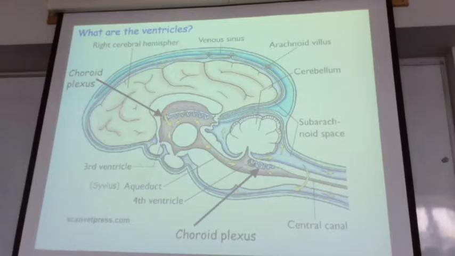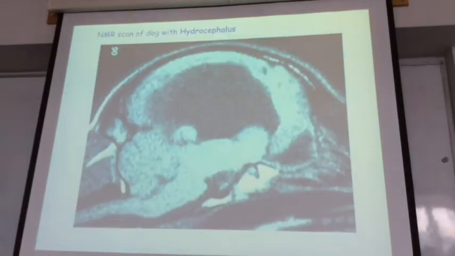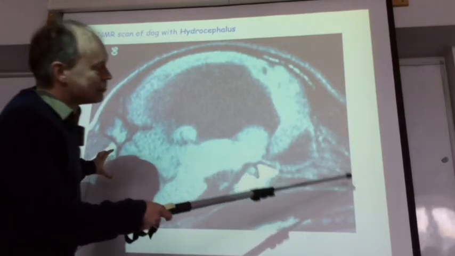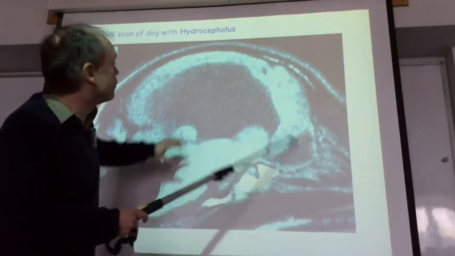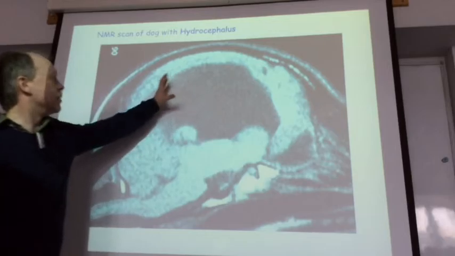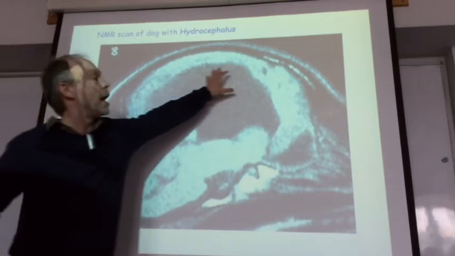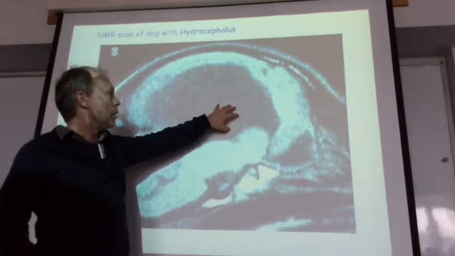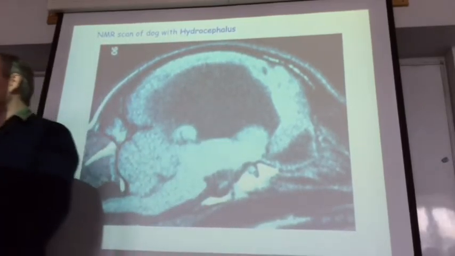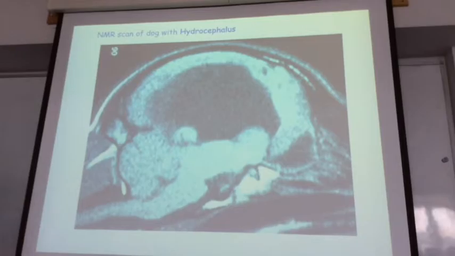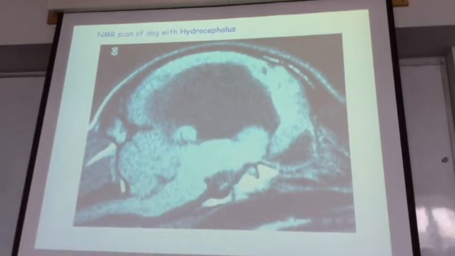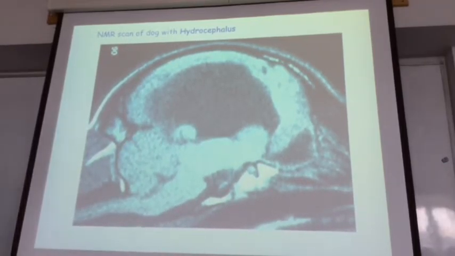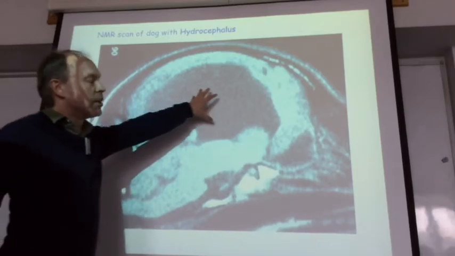That can cause a block of the drainage system, and then you're going to build up a pressure. And you can see that this whole area is one massive ventricle, which is just blown up with pressure. Surprisingly, animals can have a pretty bad state of affairs with their ventricles before they actually die, but it's obviously not healthy, and there's surgery that can be done to try and relieve that pressure.